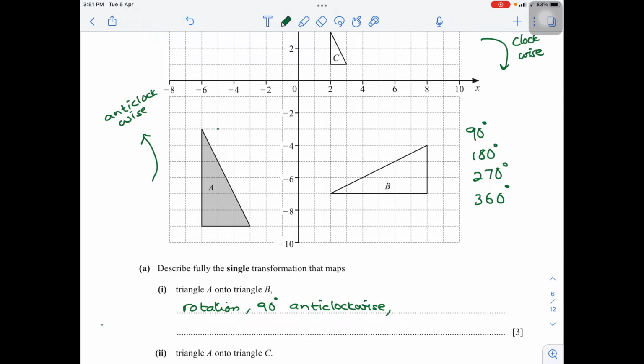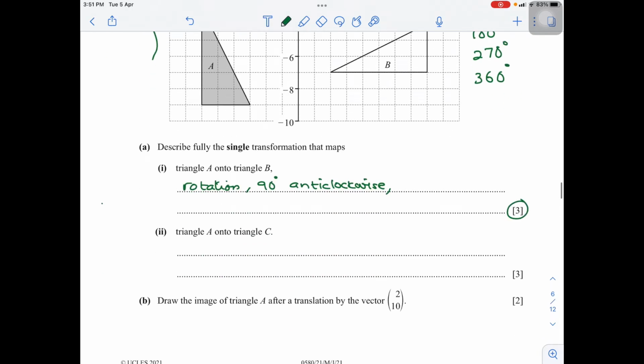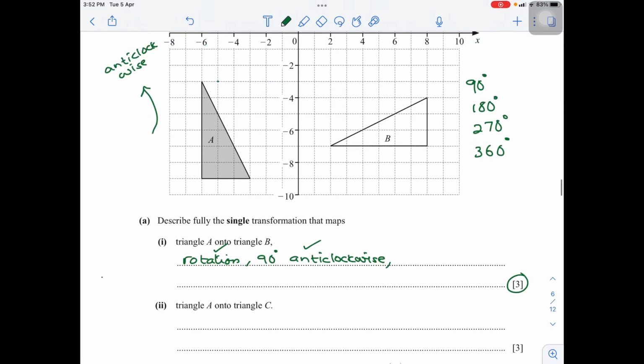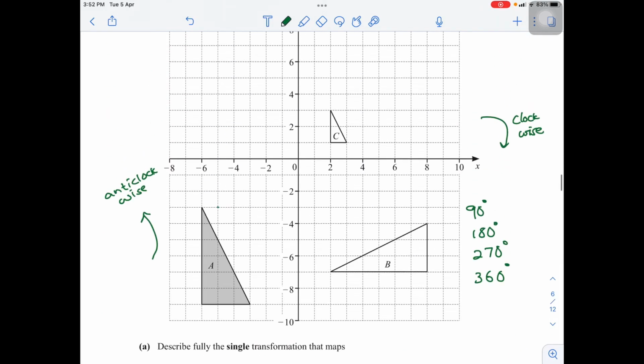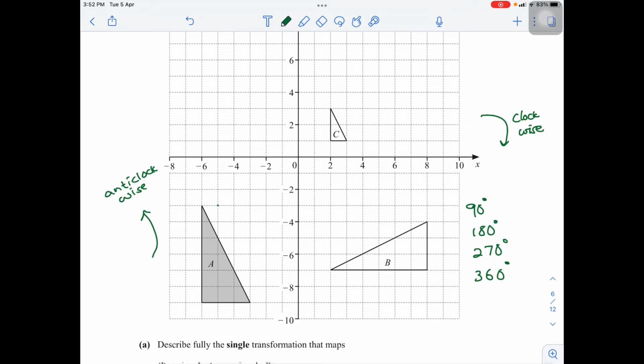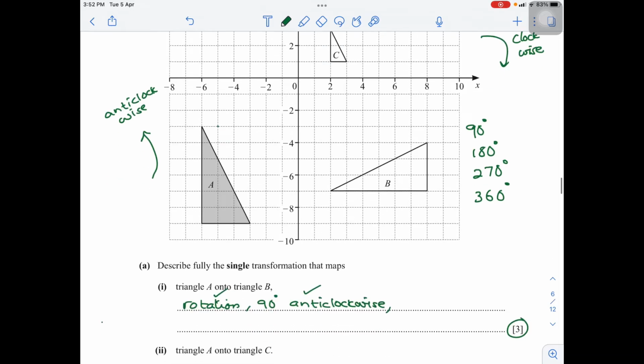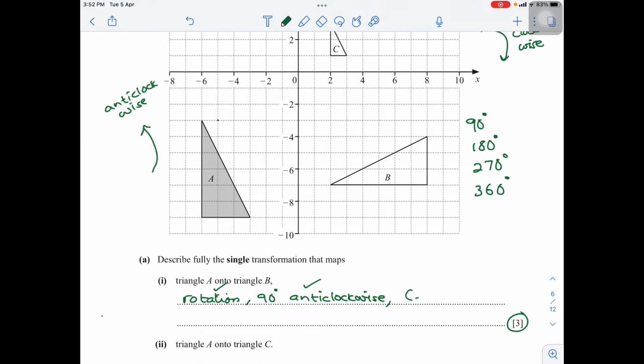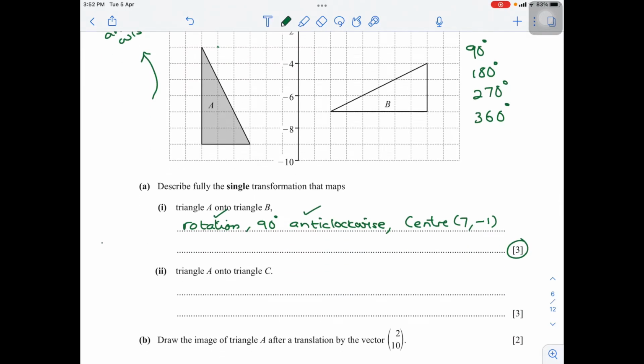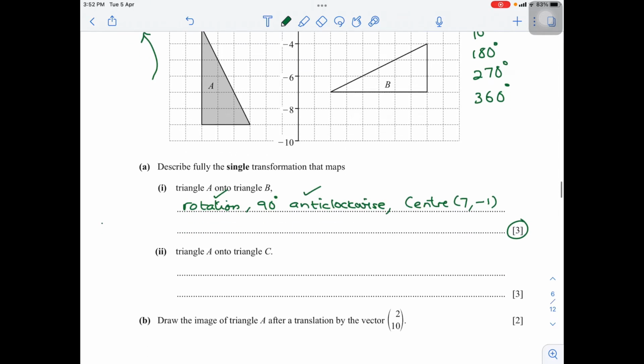Right. Next. So there are 3 marks. I got 1 mark for rotation, 1 mark for 90-degree anti-clockwise. I have to write something more for 1 more mark. So that's center of rotation. For that I have to use tracing paper. By using tracing paper, I can calculate the center is (7, -1). If any one of you do not have any clarity on this question, how to find center, please see me. I will explain. I cannot explain here. That's why I'm asking.